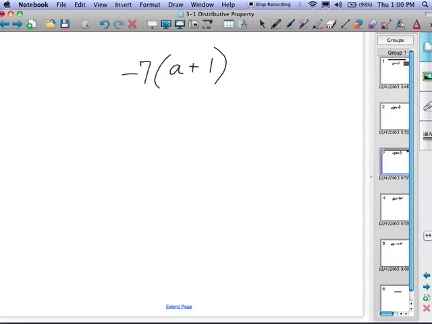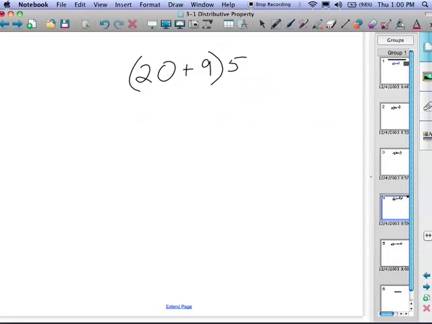Next board, negative 7 times a plus 1. Simply adding negatives into this type of problem. We're going to distribute the negative 7 to both items in the parentheses. So negative 7 times a is negative 7a. It's addition. It will stay addition. And then we have negative 7 times positive 1 is going to give us negative 7. So negative 7 times a plus 1 is simplified to negative 7a plus negative 7.